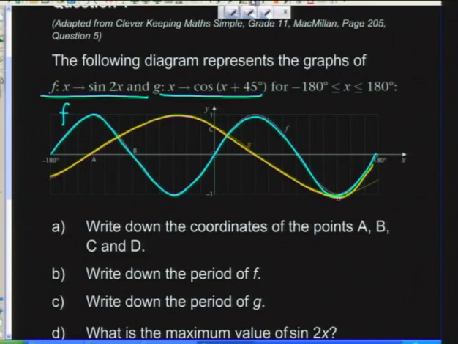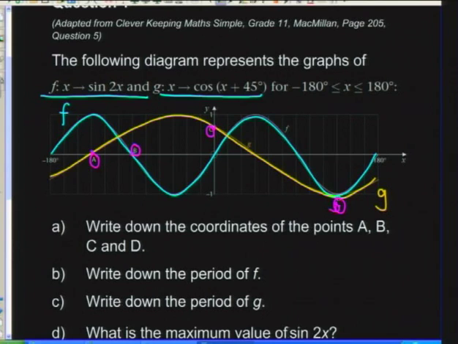Let's just erase it a little bit here. And just fix it up there. Goes all the way up there. Okay. So they've actually labeled it for us. They've said that's definitely F, and G, that's the yellow graph there. The question is, write down the coordinates of the points A, B, C, and D. So A is this point over here. That's A. B is this point over here. C is that point there. And D is over here.